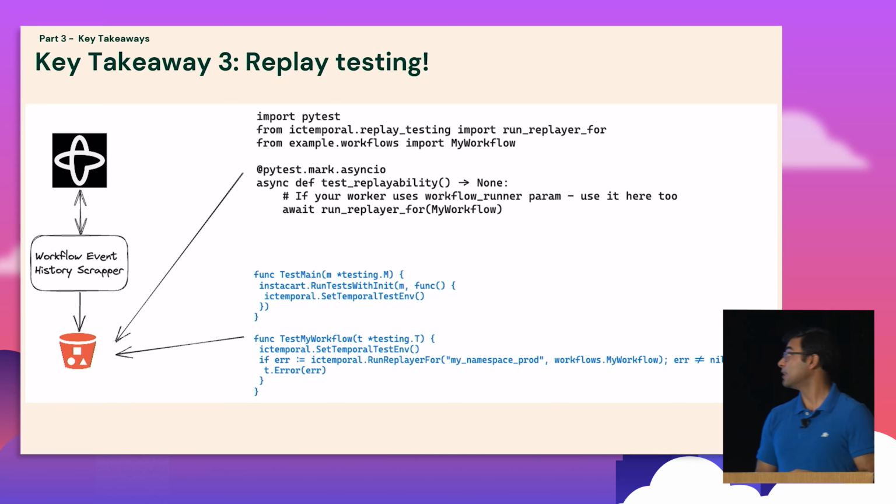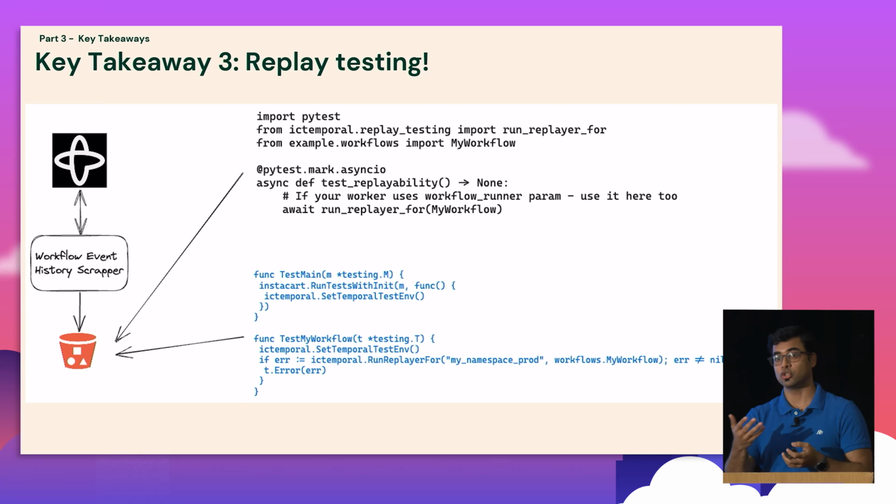And the last one is, and this is the same slide I showed in my last year's presentation as well, because this particular feature, replay testing, has helped us catch so many errors. It has prevented so many incidents from happening. So replay testing, a quick summary, is it allows you to run the new changes you're making to your workflow on an old event log.